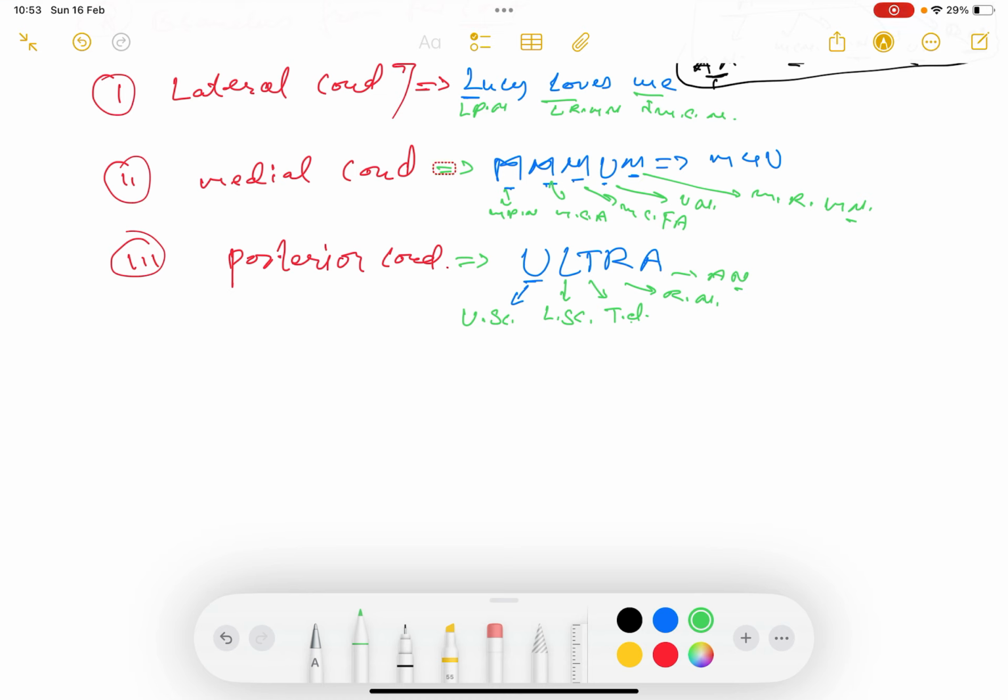So today we did the roots, the trunks, the divisions, the cords, and the branches of the brachial plexus. The next day we will learn about the root values, and then the muscles supplied by the brachial plexus.